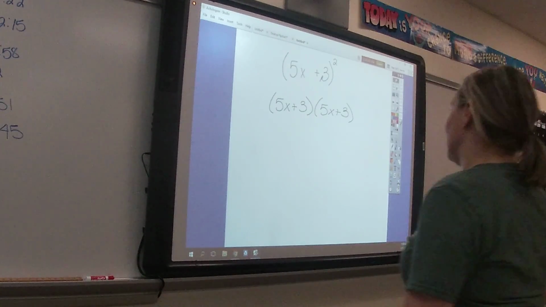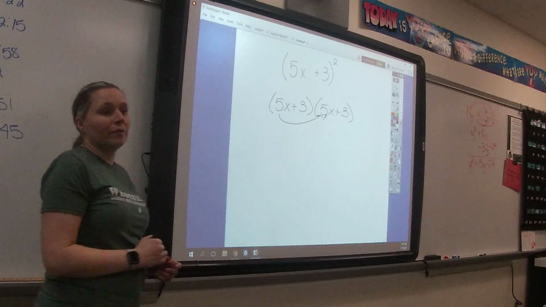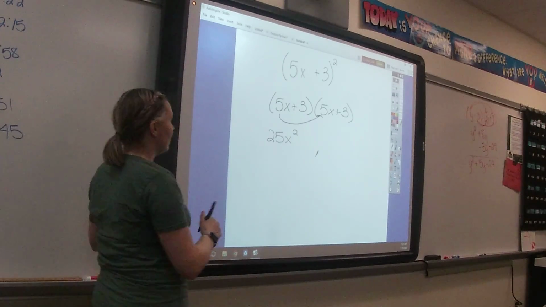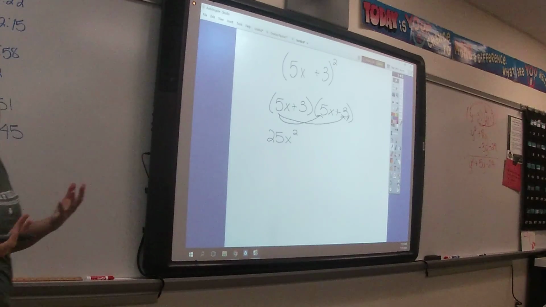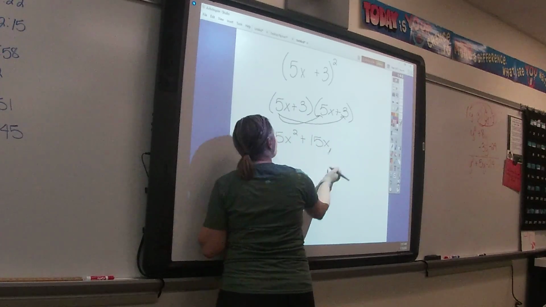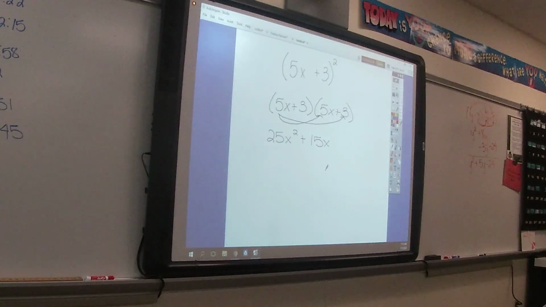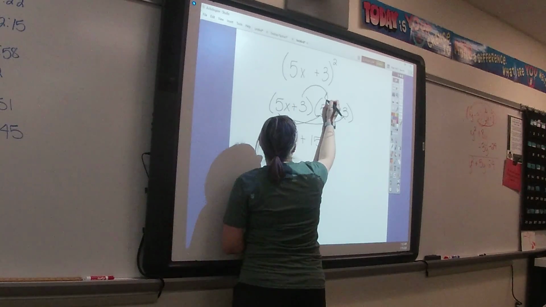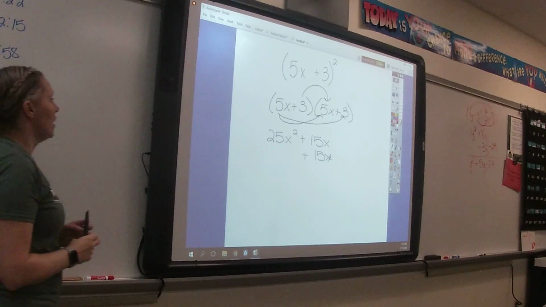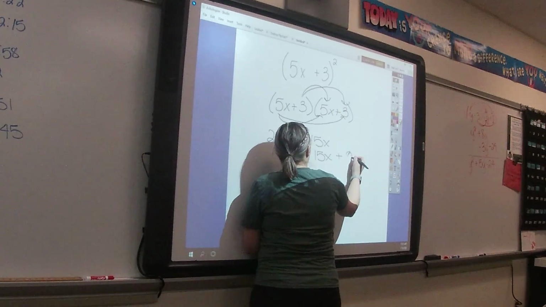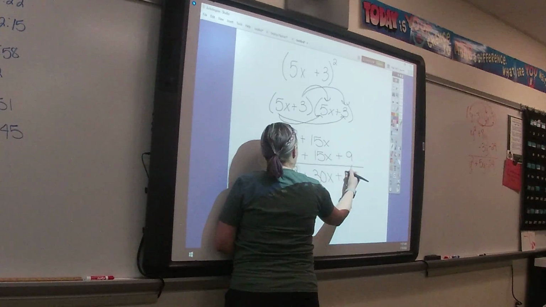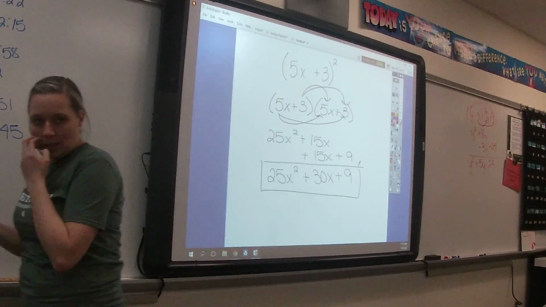And so now we just go back to the same process. 5x times 5x is 25x squared. Are we tired of distributing yet? We've been doing a lot of it. This tends to be one my students really like once they learn it, because they can get pretty efficient at it. 5x times 3 is 15x. Then 3 times 5x is 15x. Then 3 times 3 is plus 9. 25x squared plus 30x plus 9. And you all don't even need me standing up here, you already have an answer.